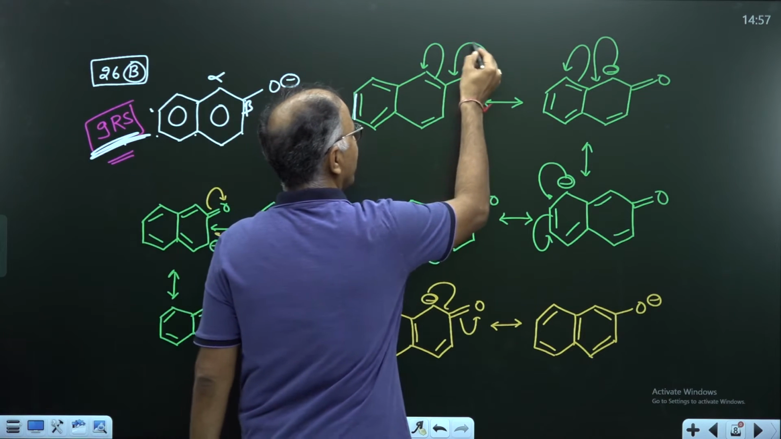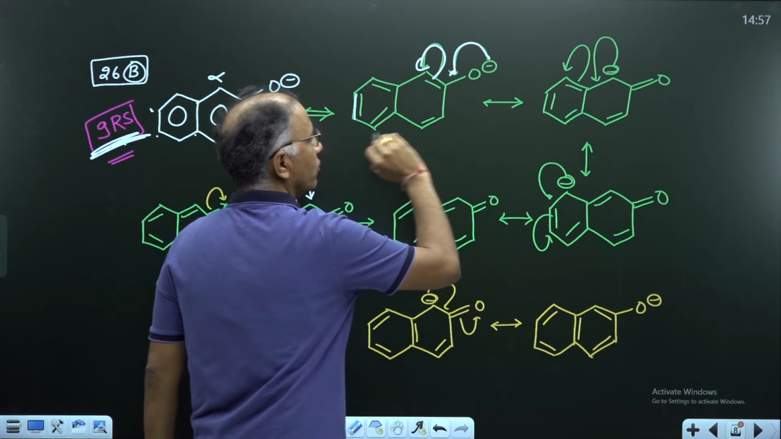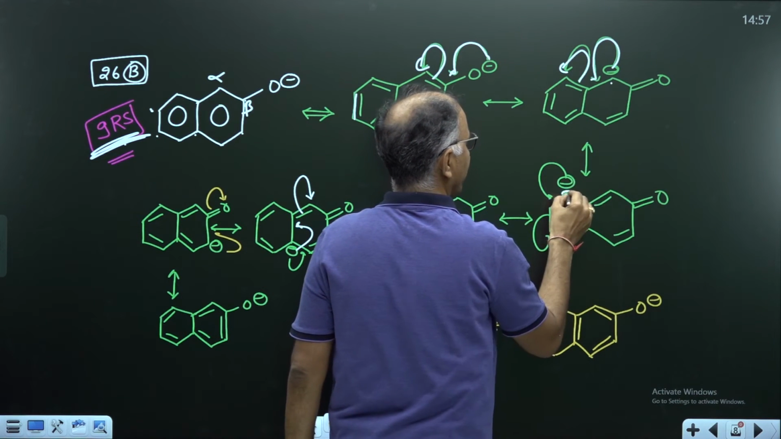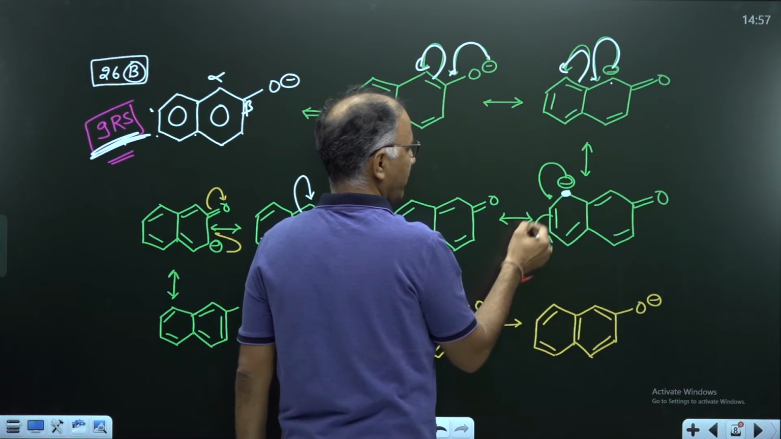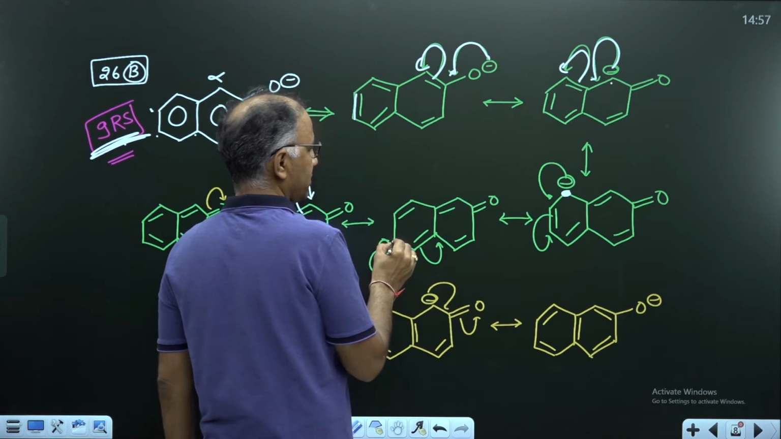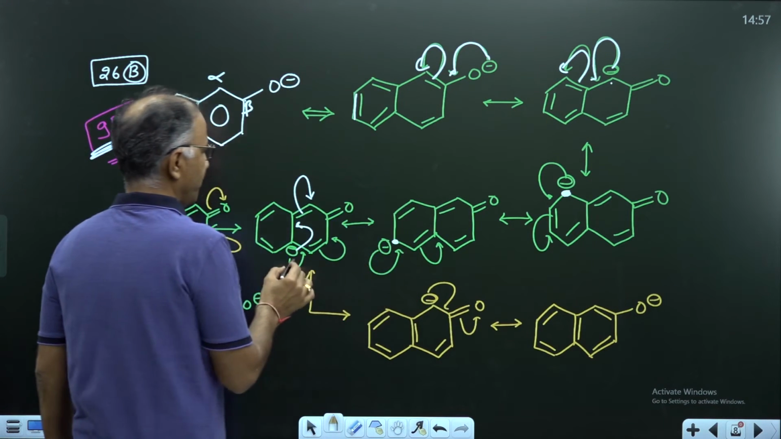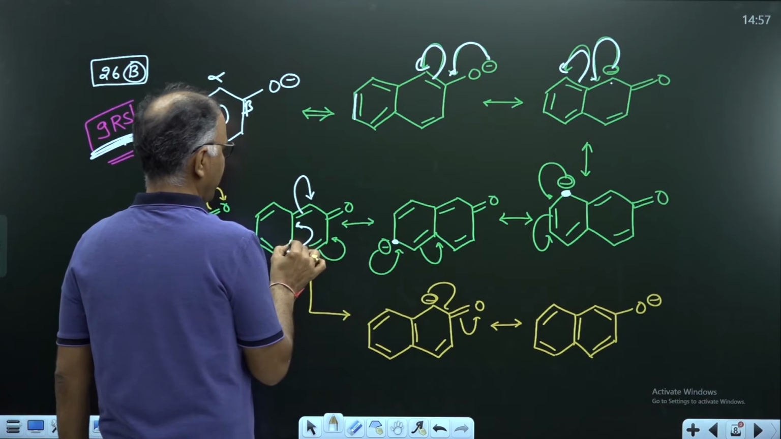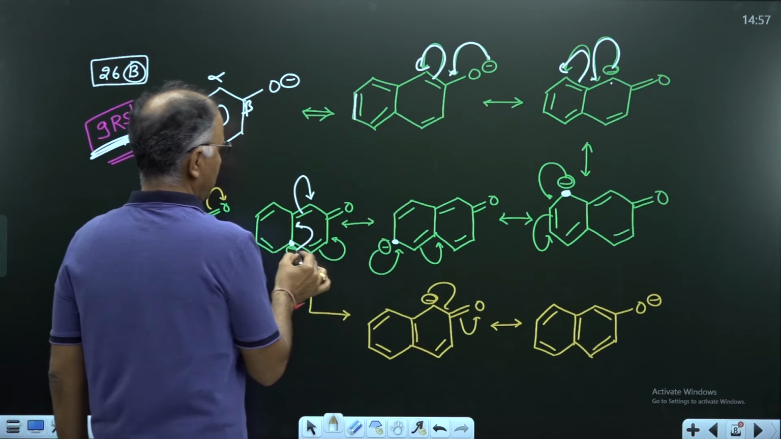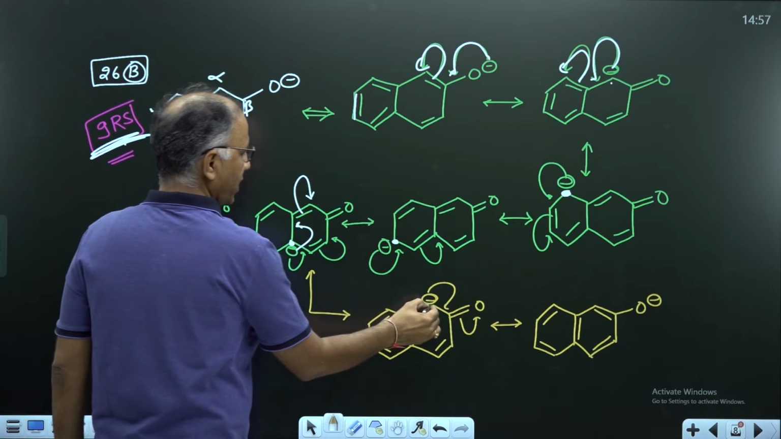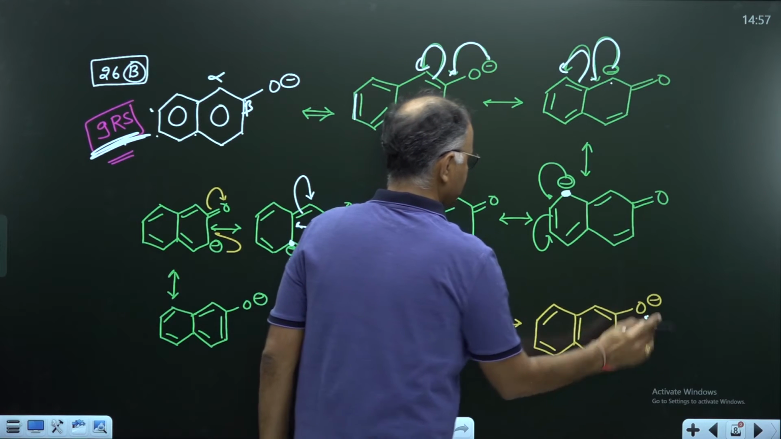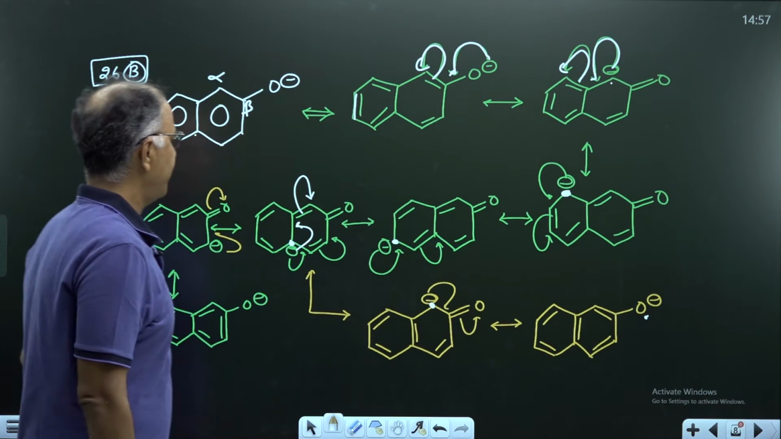So let us start with the pi bond from the left-hand side. The lone pair converts into pi bond, converts into lone pair, and I will get this. Then lone pair to pi bond to lone pair, I will get this. Again, lone pair to pi bond to lone pair, I will get this. Then again this lone pair to pi bond to lone pair, and I will get this. Got it?